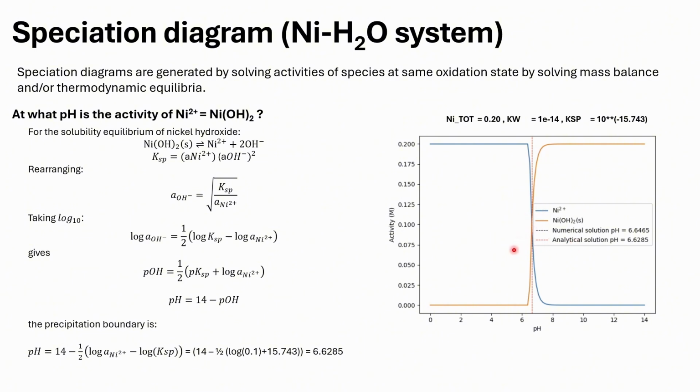This speciation diagram is essential for constructing Power diagrams as the Nernst equation is only valid when the relevant species becomes dominant. We therefore need to determine the activities of nickel 2 plus and nickel hydroxide across the full pH range.